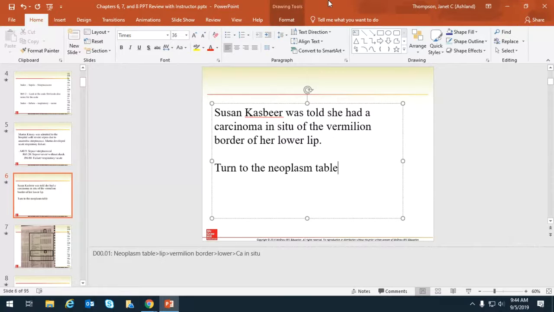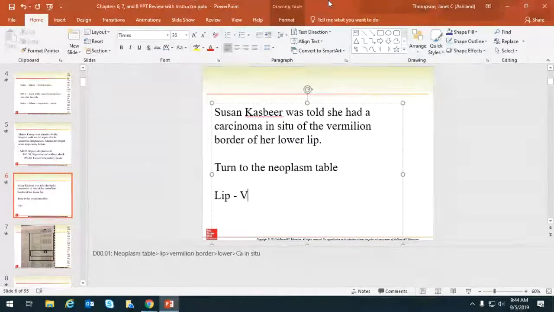So when we go to our neoplasm table, we're first going to find lip and then vermilion border and then lower. I'm going to give you a moment here to find that in your table. So you're first going to start with lip. Then you're going to find vermilion border and then lower. So I'll give us a minute before we look at the table diagram.